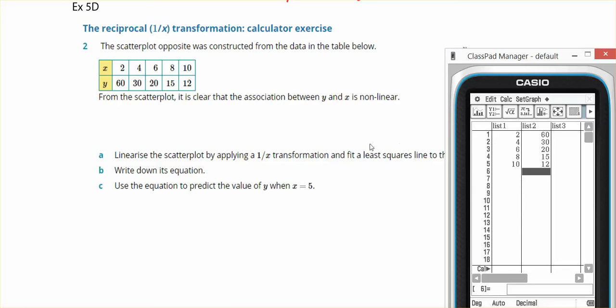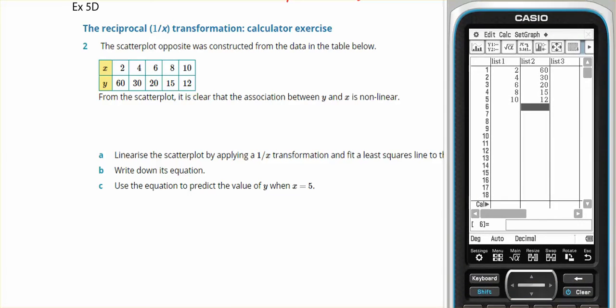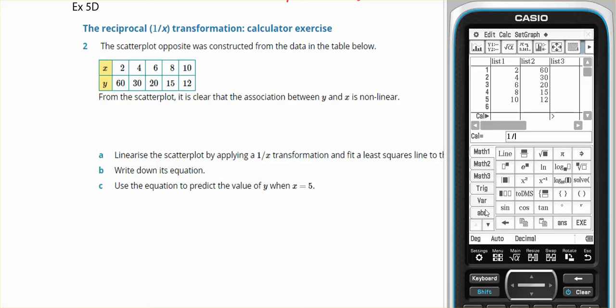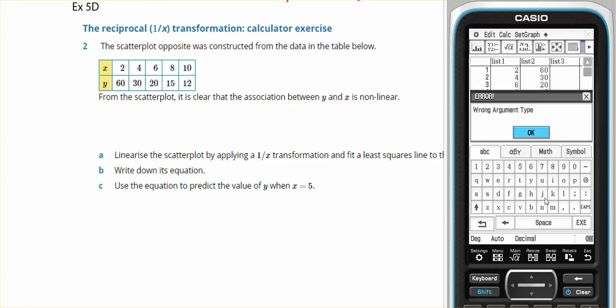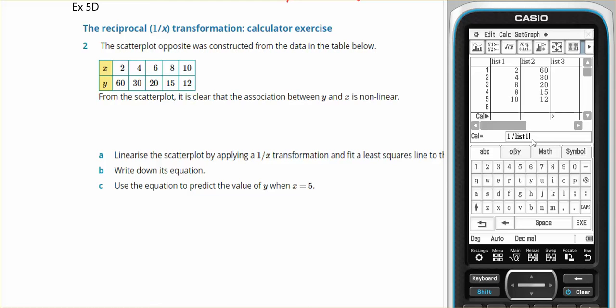What do we want to do? We want to do a 1 on x transformation. So we're going to go 1 divided by list 1. Remember, you always have to go to the calc row. I'm going to go list 3, calc. I'm going to type in 1 divided by, and you go keyboard, ABC, list 1, enter. Oops, not list 3, sorry, list 1. Enter, because you're dividing each of these values. You're taking the reciprocal of each of these values, or putting 1 on each of the values.